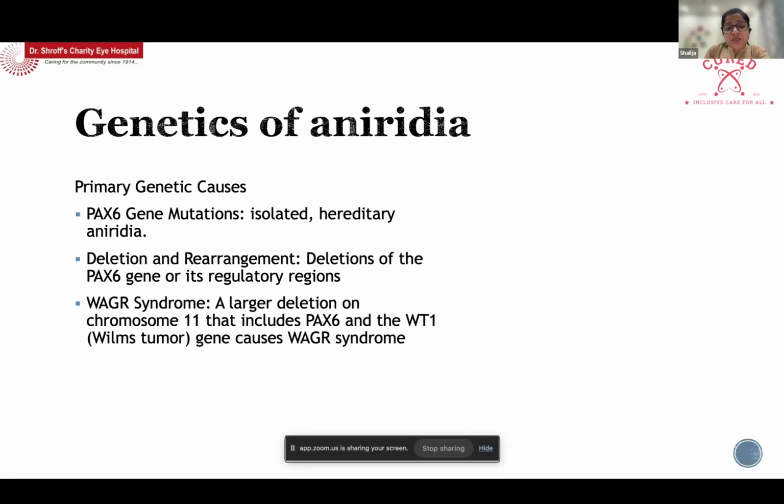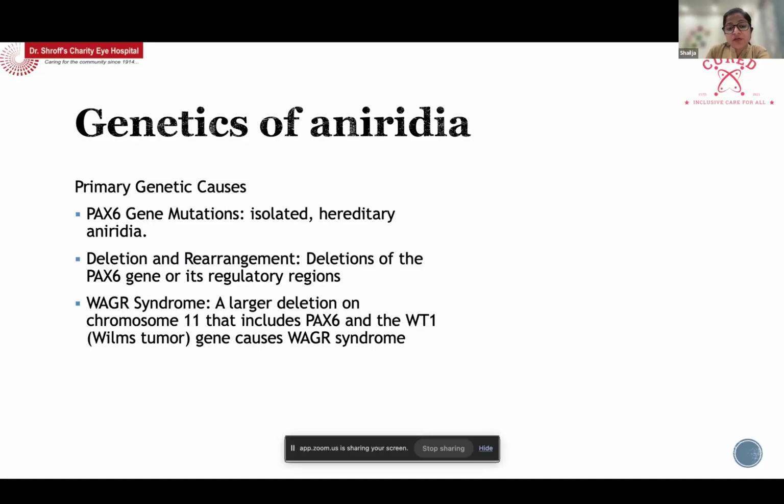So, if we see the genetics of aniridia, the primary genetic causes could be PAX6 gene mutations. Now, in this particular gene, the PAX6 gene, it may have missense variations, nonsense variations. It can have small indels, deletions, or duplications. It can have frame shift mutations. These are all point mutations which can happen, or deletions and rearrangements, as mentioned in the second. Or it could be a large deletion which can include both the PAX6 and WT1.